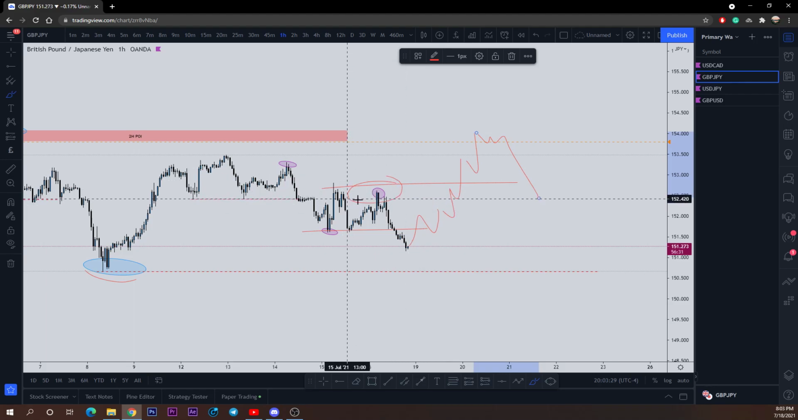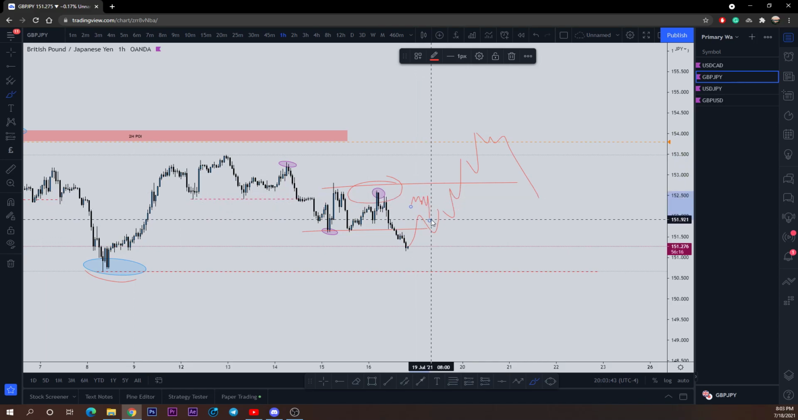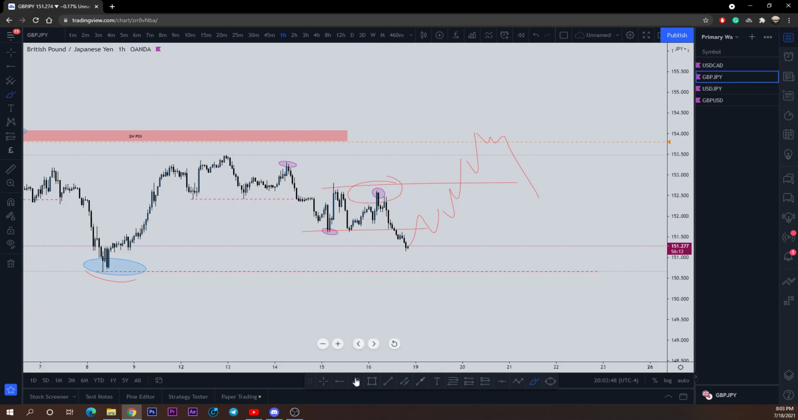Depending on the time, I would be inclined to take a sell here. If it's prime New York, and I see a little schematic inside of here, I'll take the schematic. I'll take the schematic down. All right, but I'm not taking no limit entry for no reason. I'm not taking a sell here for no reason. Okay, that's what I mean by that.